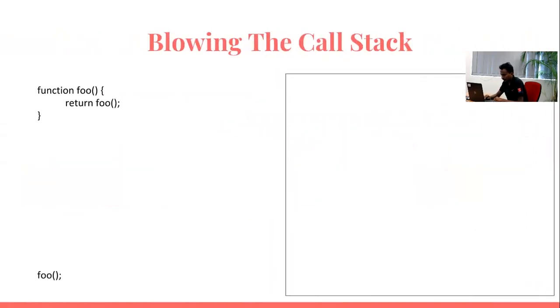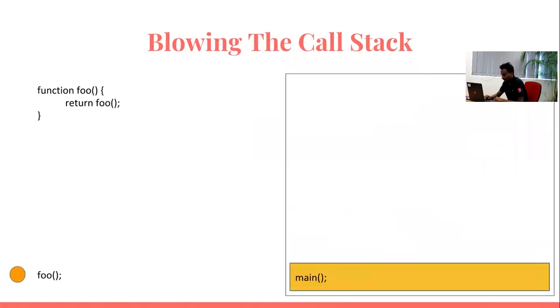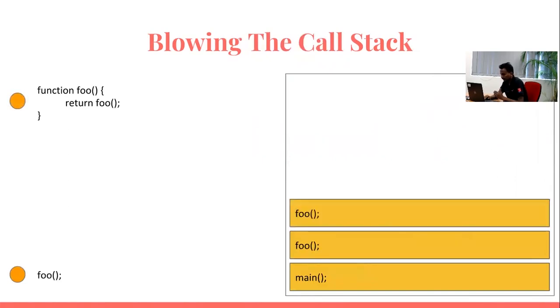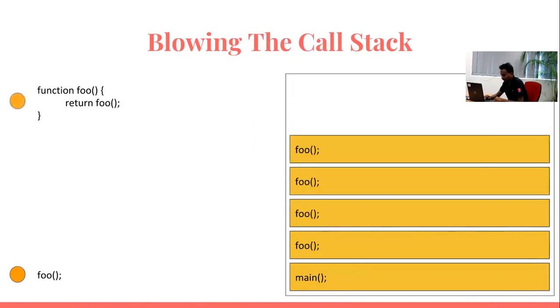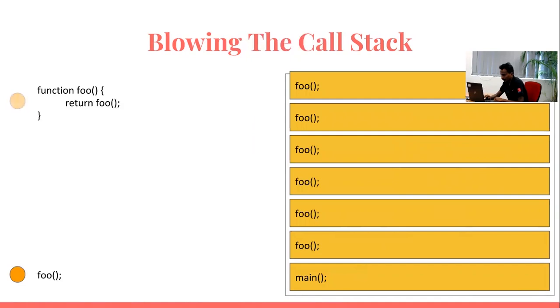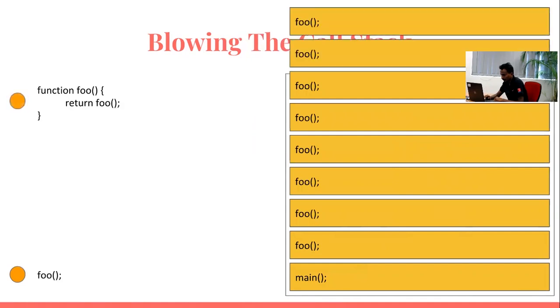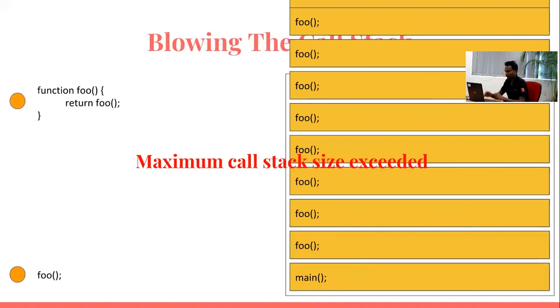Let's look at how it happens. First, the main method is called. Then comes the foo method, which returns the foo method again. So it recursively keeps calling the foo method, and at one point it throws an error: the maximum call stack size exceeded.